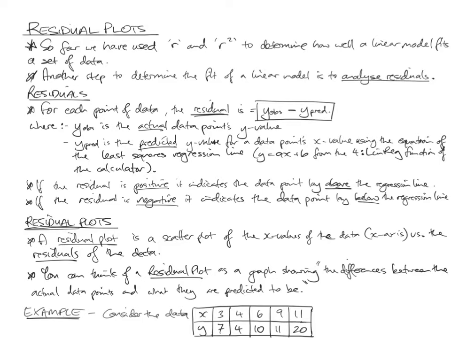For every point of data on a scatter plot, every point has a residual, and that residual is the observed y value of the data point minus the predicted y value of that data point. So what does that mean? The y observed is the actual data point that you've plotted on the axis, on the scale. And the y predicted, that's the y value of the predicted data point for that given x value of that particular bit of data.